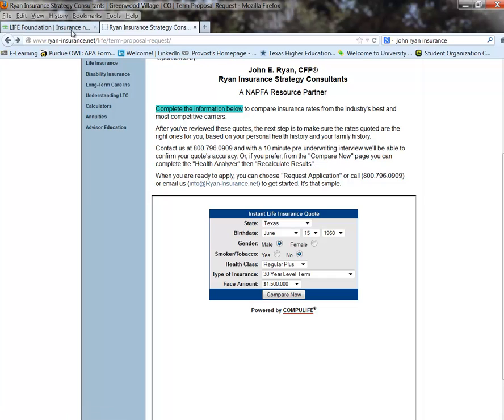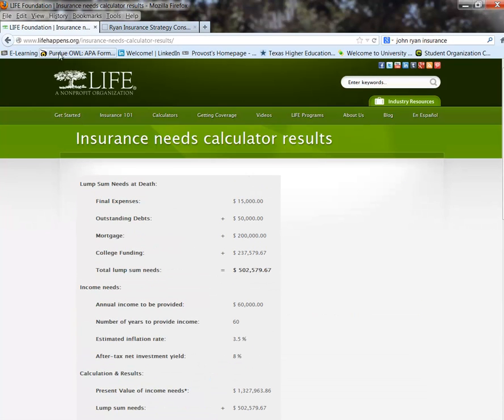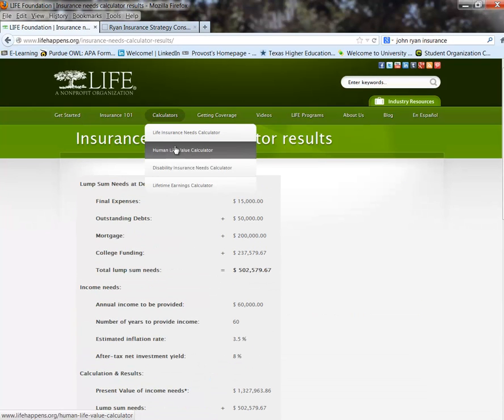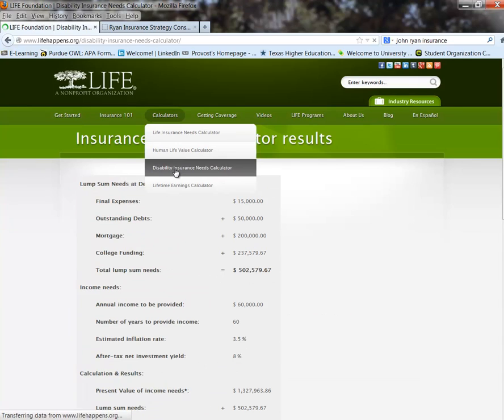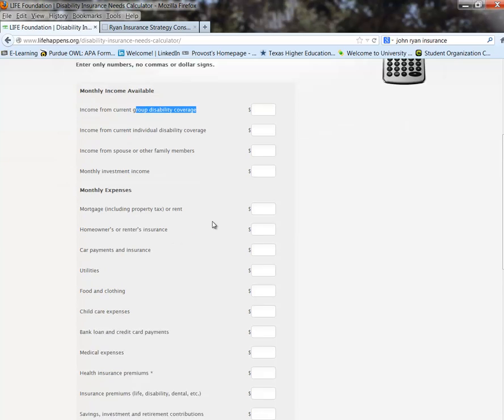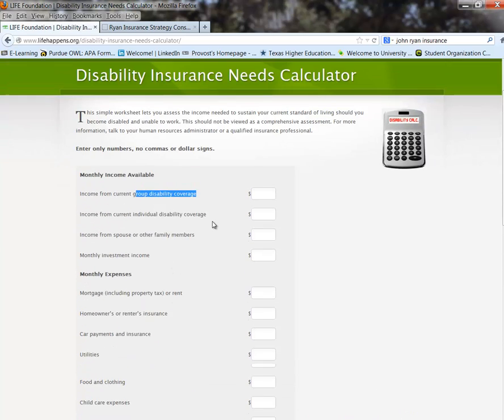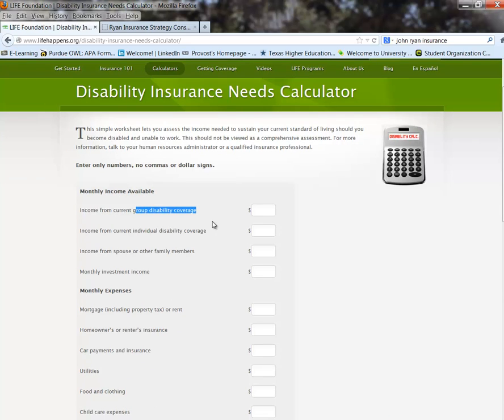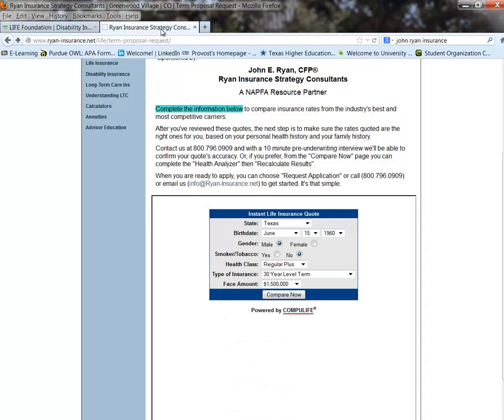So remember, this is lifehappens.org. You can use these calculators. There's also a disability insurance needs calculator where you can calculate how much, most of you already have a group disability policy, and this could calculate and see how much in addition you might need to get maybe an outside policy. So I really hope this helps you guys out a lot, and if you have any questions, please ask away.